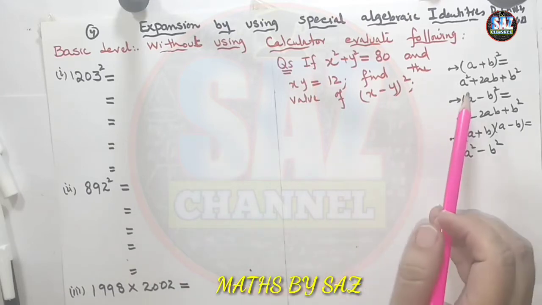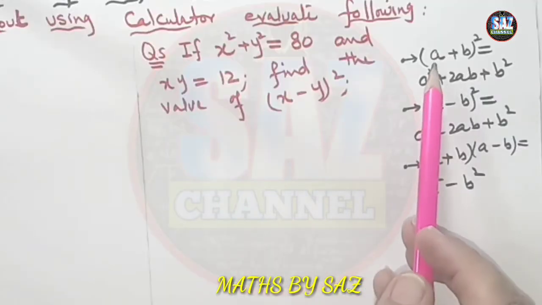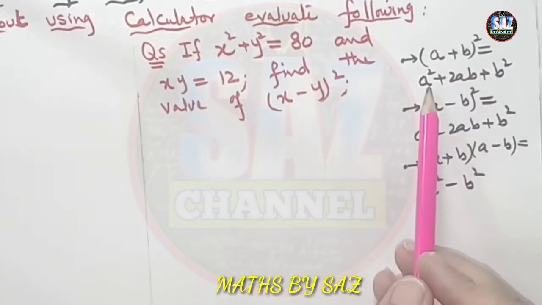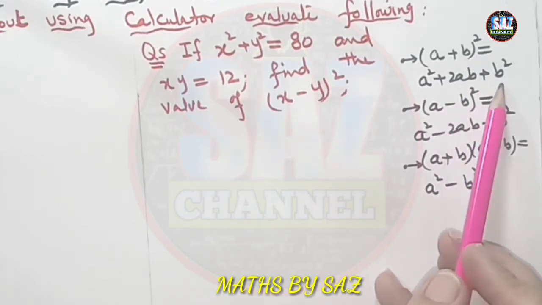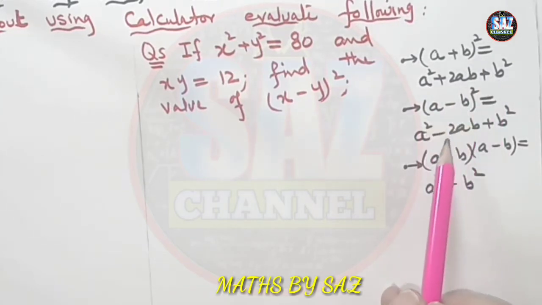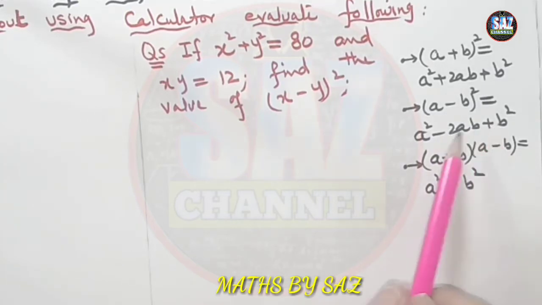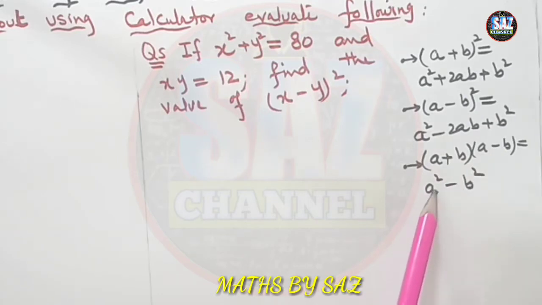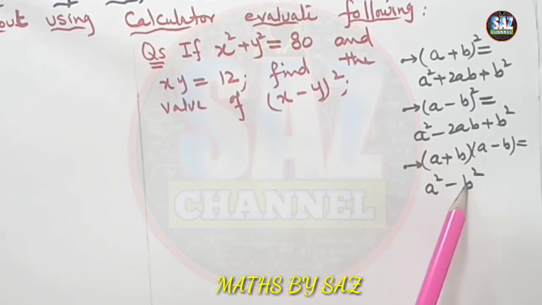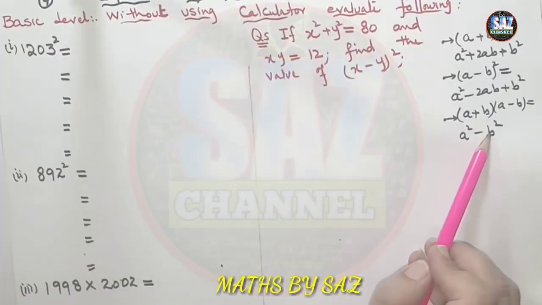We have basically three identities with us: (a plus b) whole square equals a square plus 2ab plus b square, and (a minus b) whole square equals a square minus 2ab plus b square. And the third identity is (a plus b) multiplied by (a minus b) equals a square minus b square. Let's move to the question.